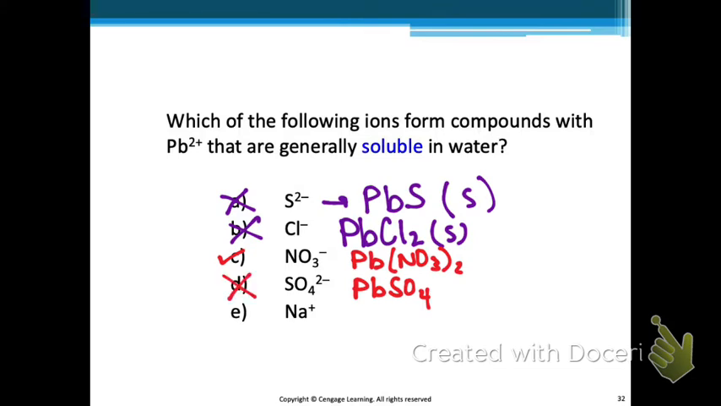Okay, and then what about would Na and Pb form a compound? No, because they're both positive, so that's a no. So the only answer there is C, right? The only thing that's generally soluble would be C.